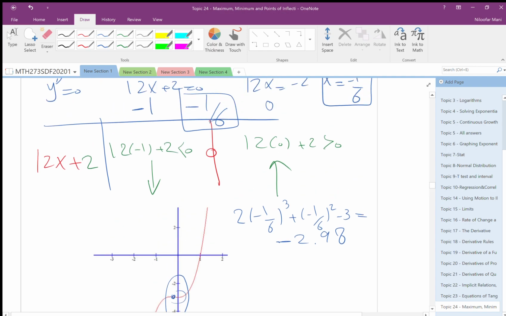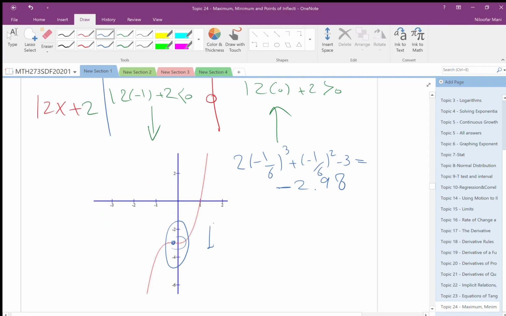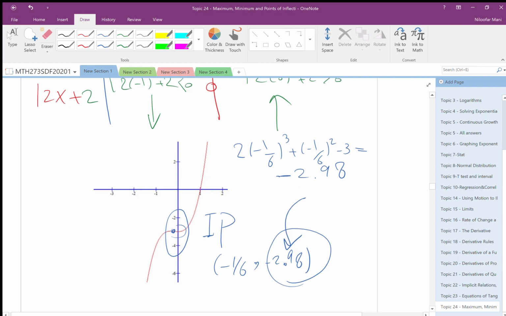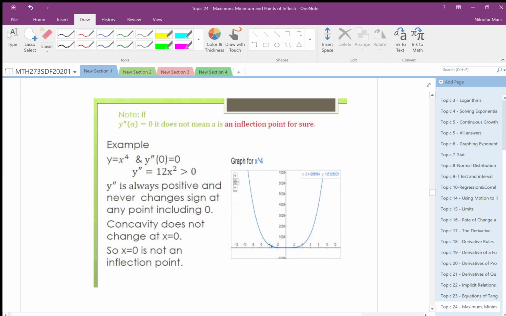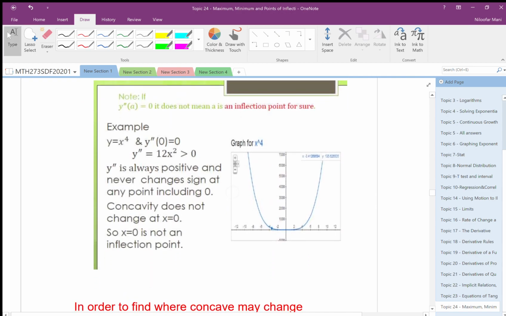So I can say the inflection point is minus 1 over 6, comma, minus 2.98. Correct, and much better if I show it as a fraction. I didn't want to waste your time, so I used the calculator.